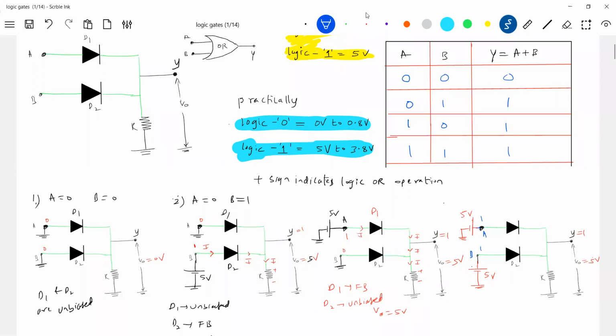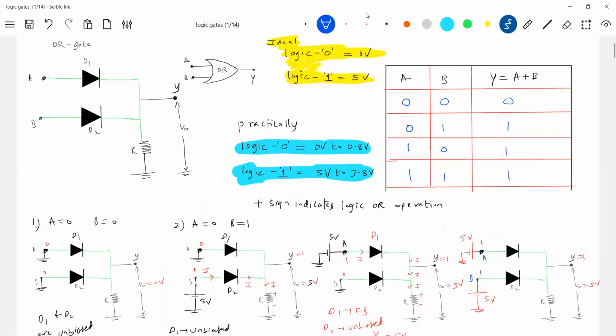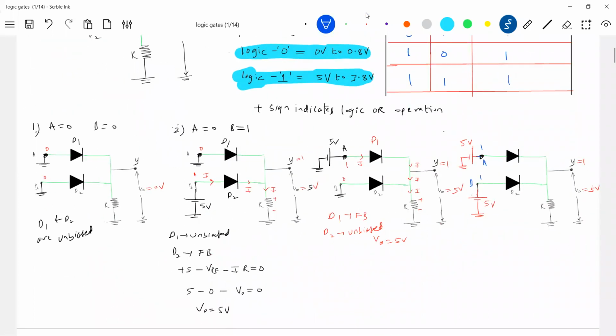So what is the thing? This is also called as low and high. Instead of 0, they tell low. So one more representation of this is what? 0 means low, and 1 means high.